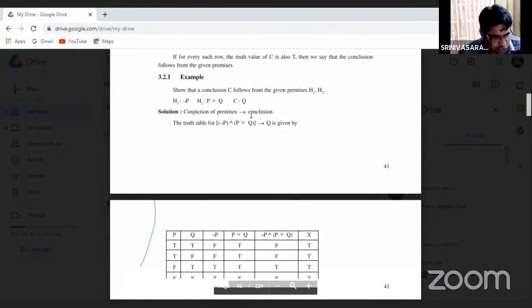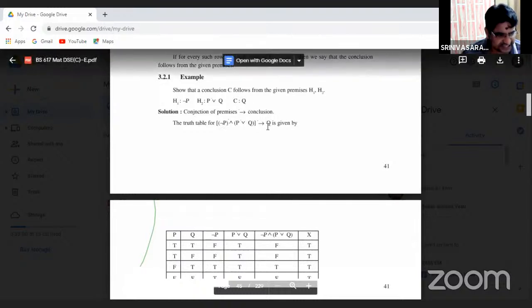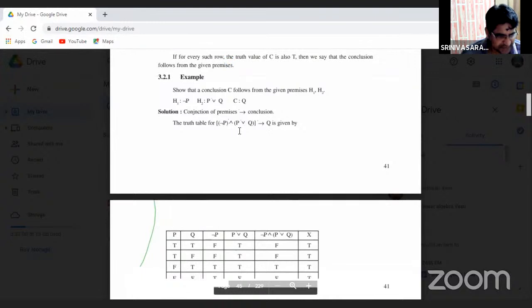Conclusion of premises goes to conclusion. What is the truth table? Negation P or H1 between H1 and H2 can also be written as negation P or P, negation P and P or Q. That is the conclusion of premises, and goes to conclusion is C. C result is we are getting the result is Q. Suppose negation P or P means negation P or Q. Negation P and P or Q. That result is Q is there.